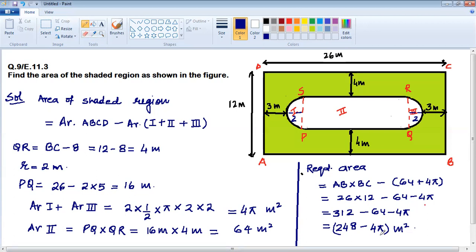Since the value of pi is not given here, there is no need to substitute the value of pi. If it is given 3.14 or 22/7, that is an approximate value of pi in the question, then you have to substitute that value. Otherwise, you can leave your answer as it is. I hope this is clear to you.